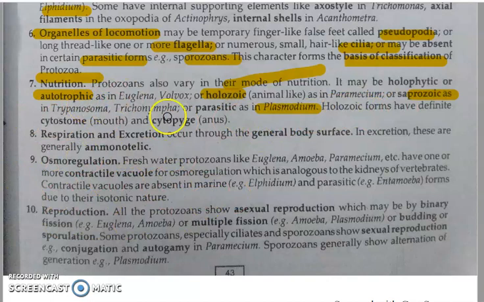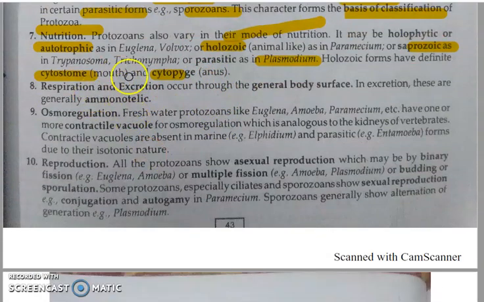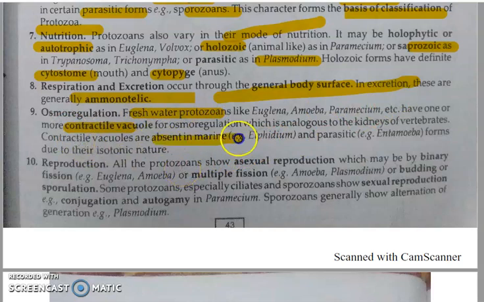Holozoic forms have two openings. One is the mouth equivalent, known as cytostome, from where the food particle enters, and cytopyge is equivalent to anus, from where the waste leaves the body of these protozoans. Respiration and excretion generally occur through the general body surface, and they are generally ammonotelic, that means their main excretory product is ammonia. For osmoregulation they have a contractile vacuole, mainly observed in freshwater protozoans, and it is absent in marine forms and parasites.